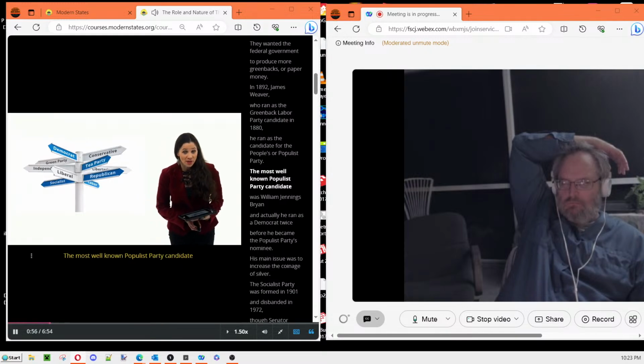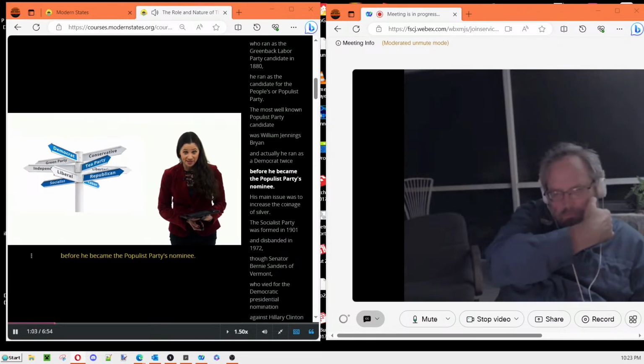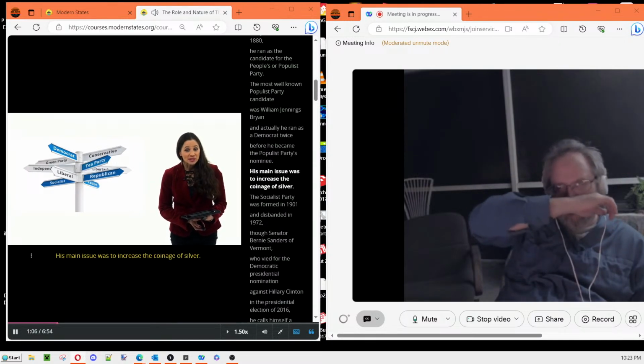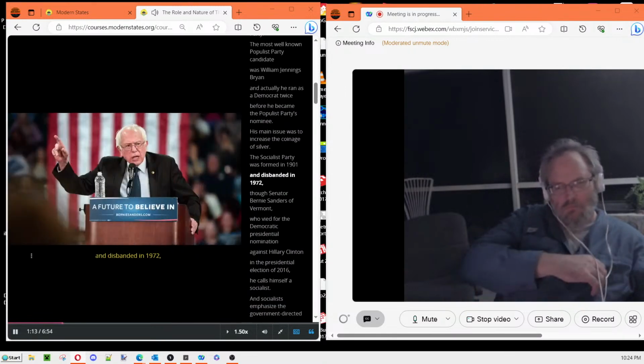The most well-known Populist Party candidate was William Jennings Bryan, and actually he ran as a Democrat twice before he became the Populist Party's nominee. His main issue was to increase the coinage of silver. The Socialist Party was formed in 1901 and disbanded in 1972.